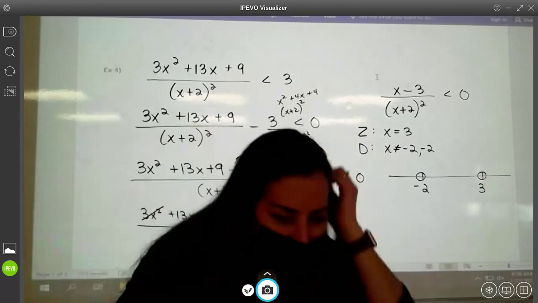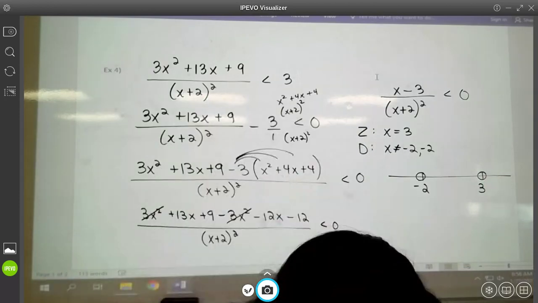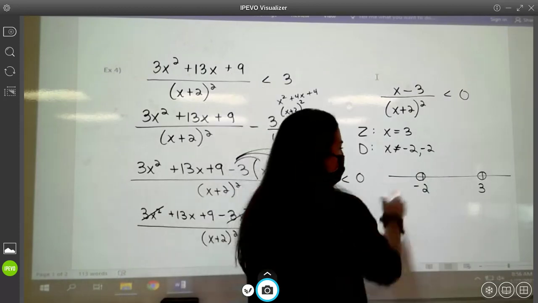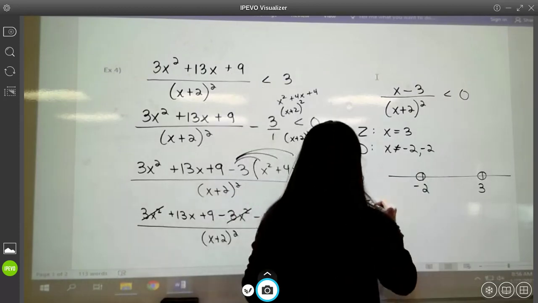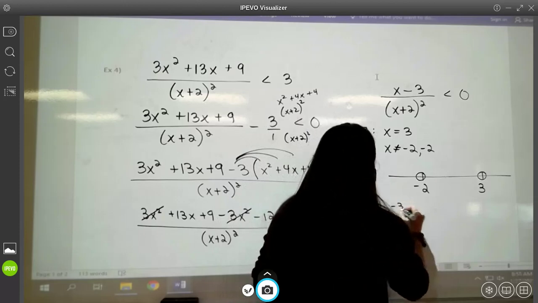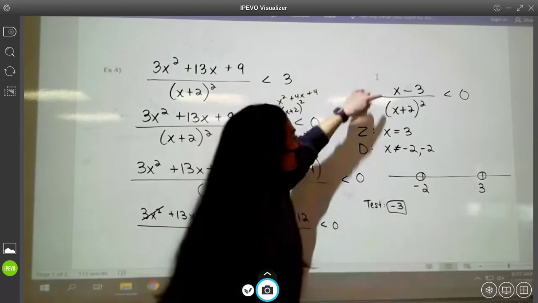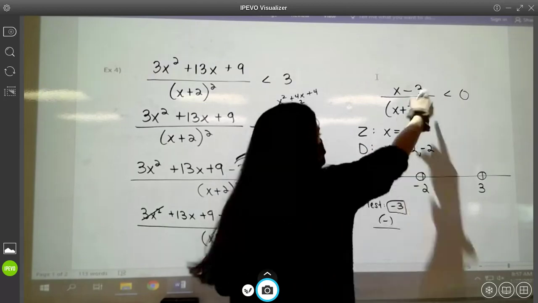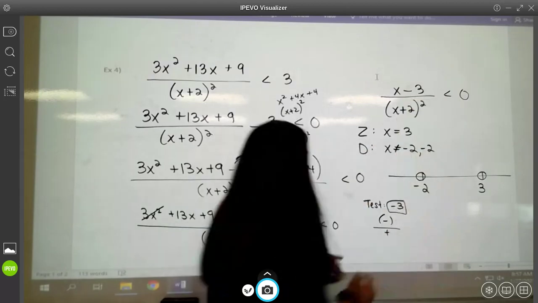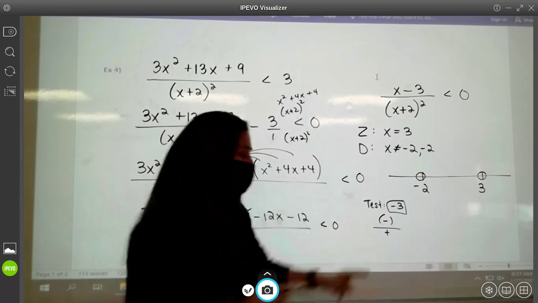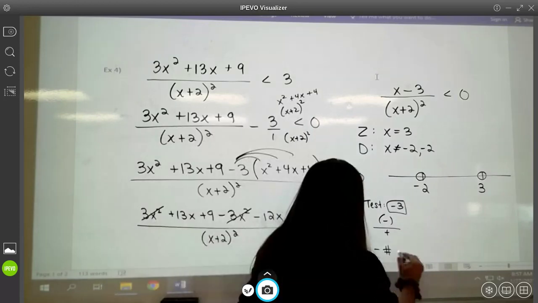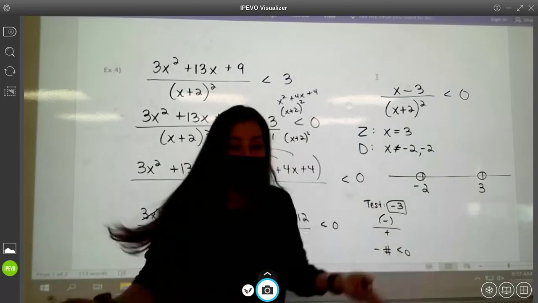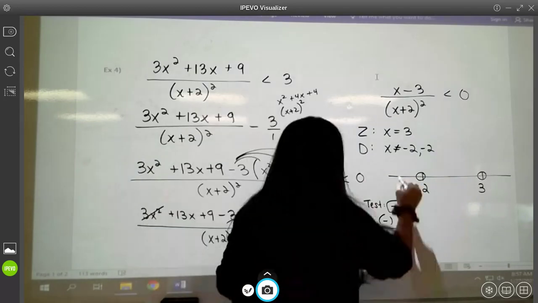All right, I'm going to stop there because I'm pretty sure, could I do it? Let's do it. All right, here we go. Let's plug in negative 3. Negative 3 minus 3 is going to be negative. Over anything squared, we know is going to end positive. So a negative over a positive is a negative number. Is a negative number going to make this true and be less than 0? Yeah, it is. These are good guys.